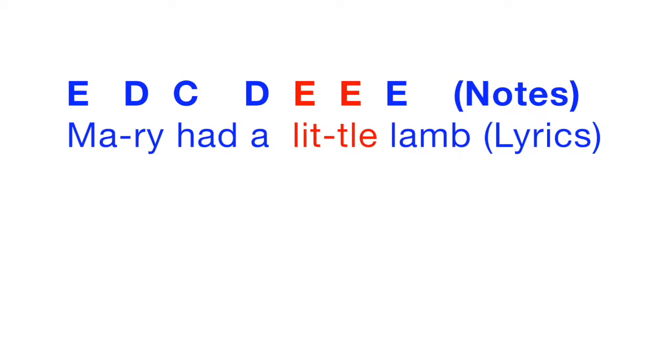And then you have little. You've got two syllables there, that's why you've got two E's for that lyric. And then lamb, that's one syllable, so you've got one note, the E. So basically the notes match the syllables. Now there are variations to this where it gets a little bit more complicated. Later we'll deal with that. You don't have to worry about it for now.